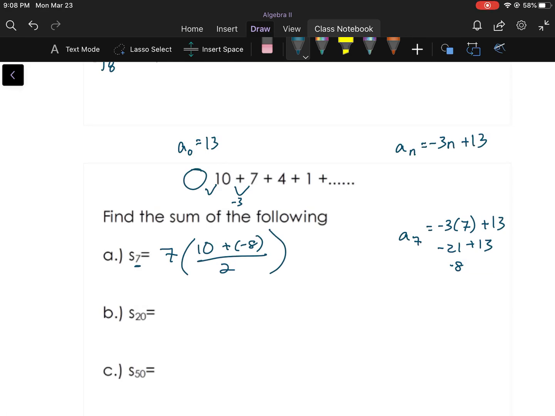So 10 plus negative 8 would be 2. Okay, so that's going to work out to be just 7. Now, how is it that it's a smaller number than the very first one? Well, think about it. We're going down. So eventually, if I'm looking at negative numbers, this next one here is negative 2. I'm adding a negative 2 to it, so it's going to balance out some of those positive numbers.